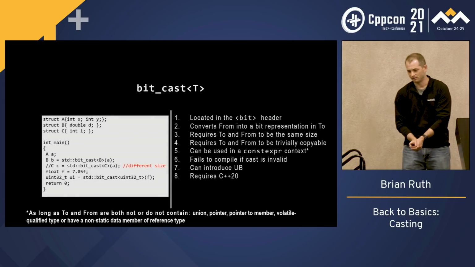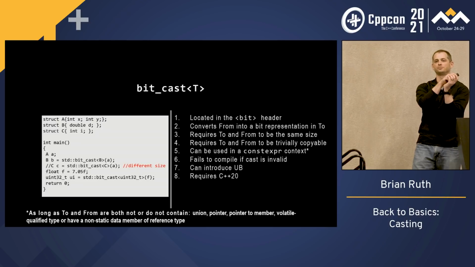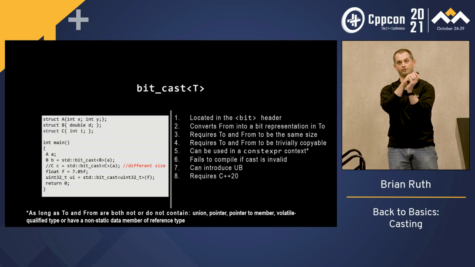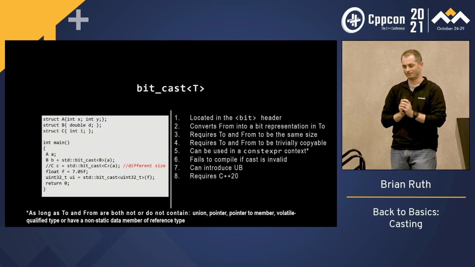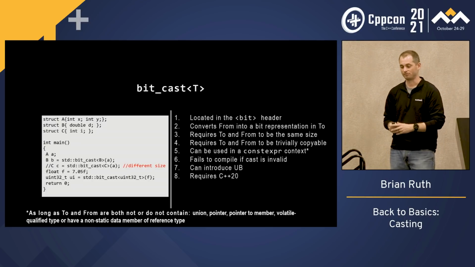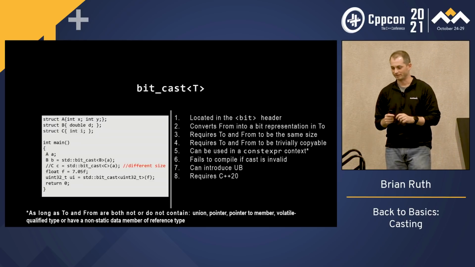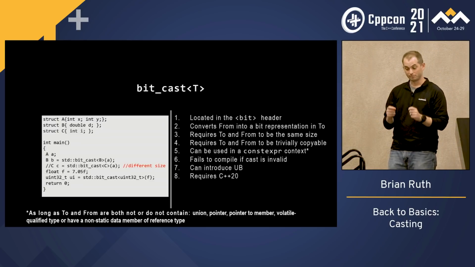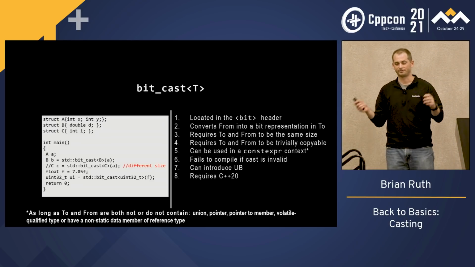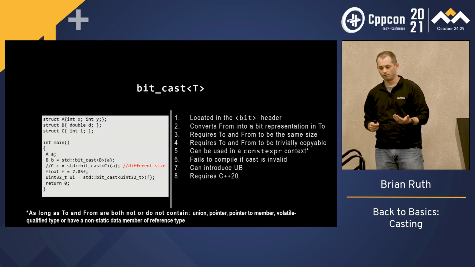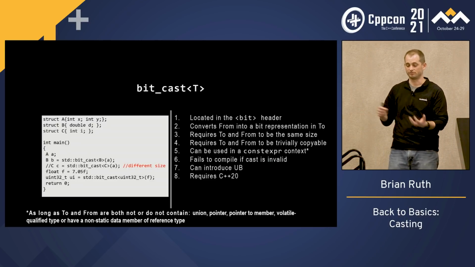A bit cast. Earlier there was a talk on constexpr all the things, no seriously all the things. And a question came up about bit cast and whether you can do that in a constexpr context. So we'll talk about that in a second. But so bit cast is going to be located in the bit header. It's actually a library function, not a built-in cast. And it can convert from one type into a bit representation of another.